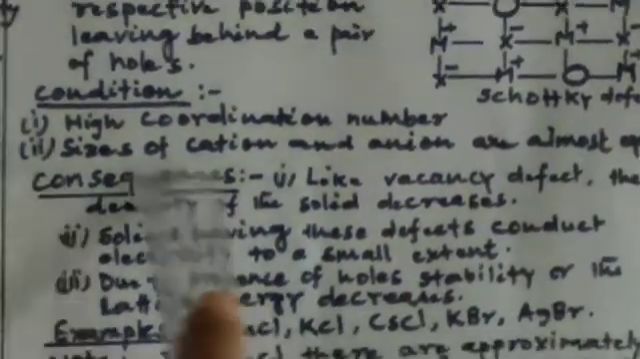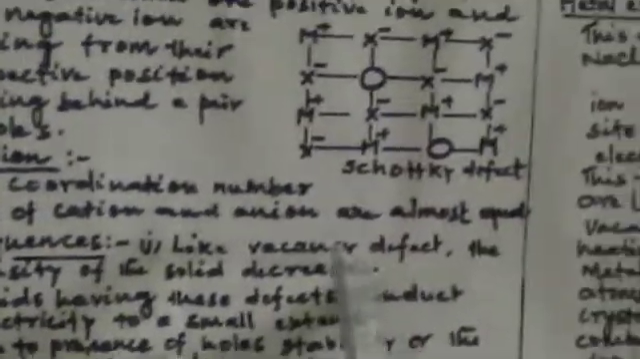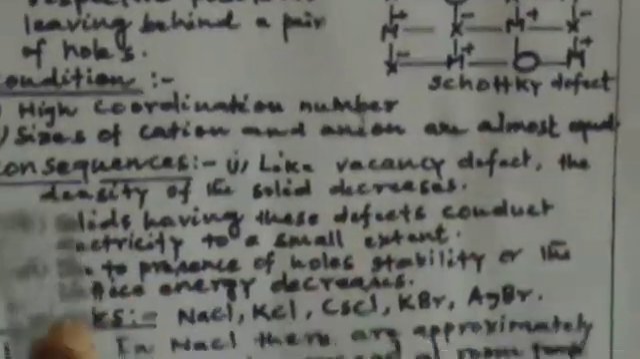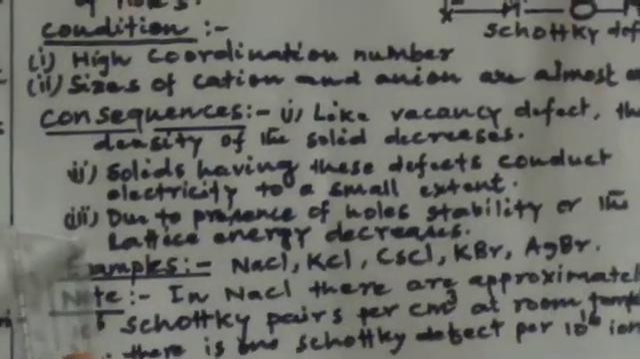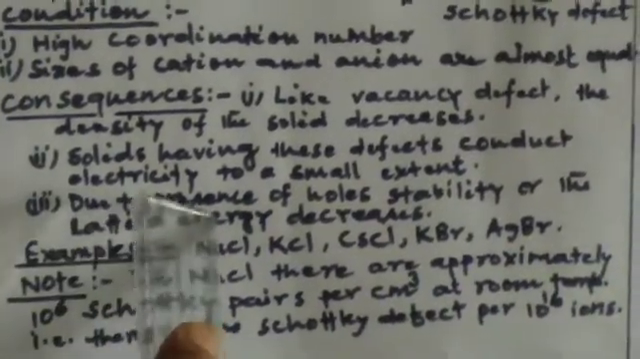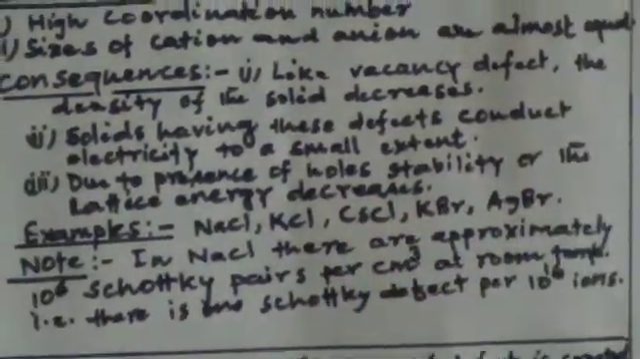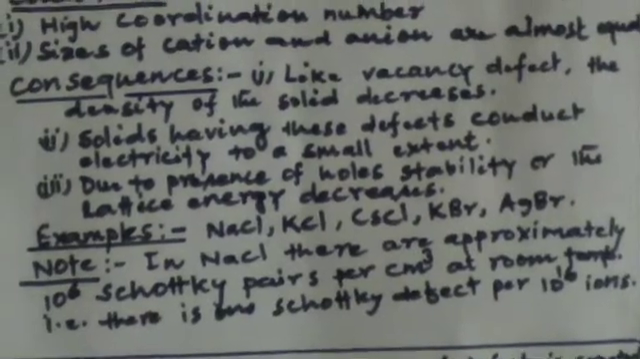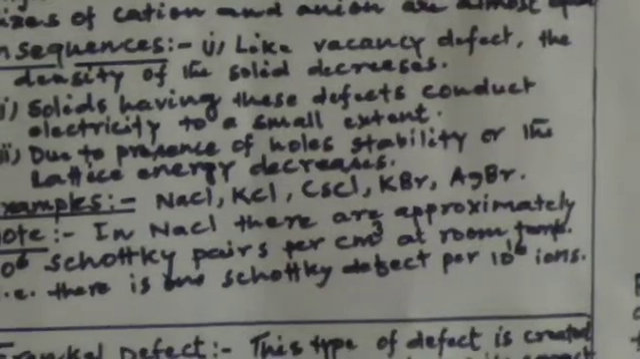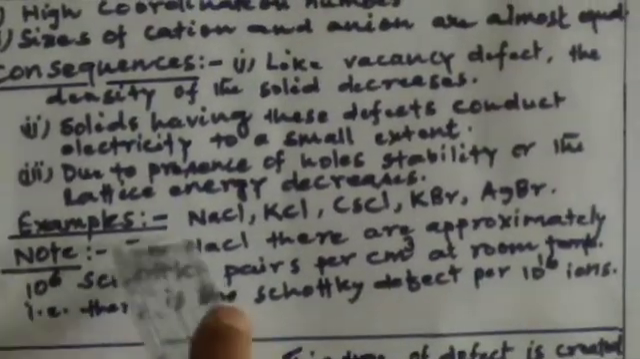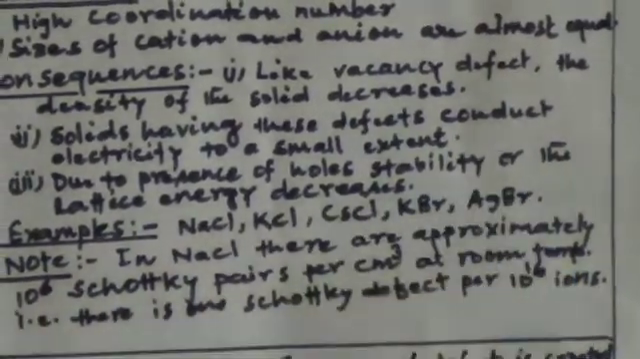So the consequences of Schottky defect are that it is accompanied by a decrease in the density of the crystal. It will show some electrical conductance, and it will also show a decrease in the lattice energy of the crystal and an increase in the entropy. What are the examples? Examples of ionic solids showing Schottky defect are NaCl, KCl, CsCl, KBr and AgBr.